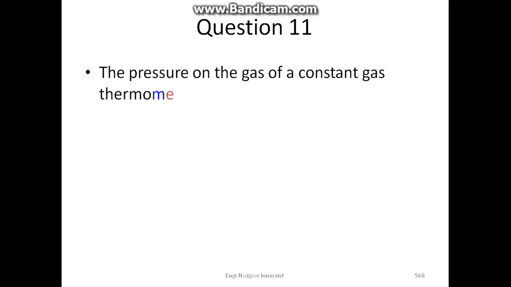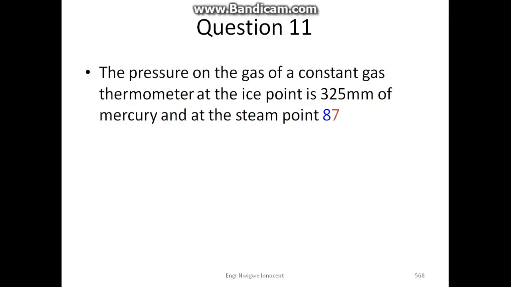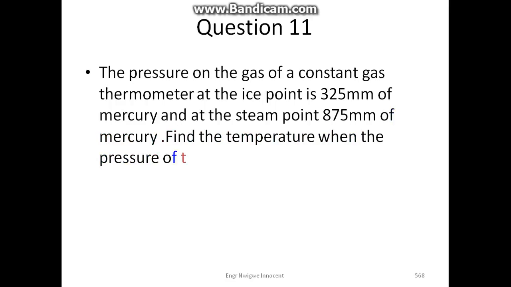Question 11. The pressure on the gas of a constant volume gas thermometer at the ice point is 325 mm of mercury, and that of the steam point is 875 mm of mercury. Find the temperature when the pressure of the gas is 490 mm of mercury.